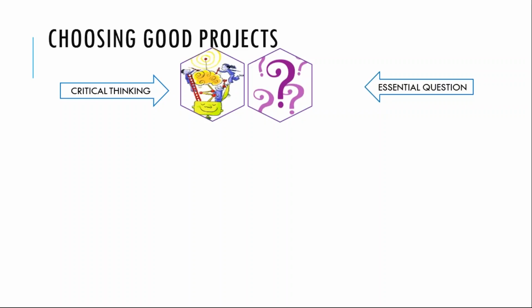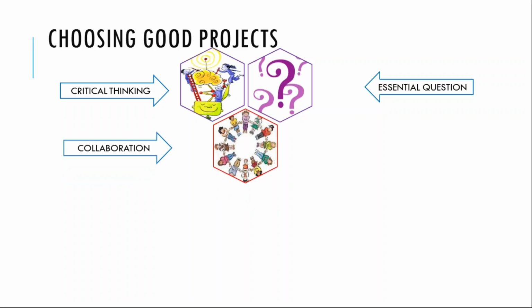So they aren't in a vacuum. Essential questions relate to lots of different things and lots of different other topics. An essential question also requires some support and justification. So it's not just saying, I disagree. It's saying, I disagree because, and then giving a rationale and really backing up your opinions and your thoughts. So a good project requires critical thinking in response to an essential question. And that is all done in collaboration with other learners.